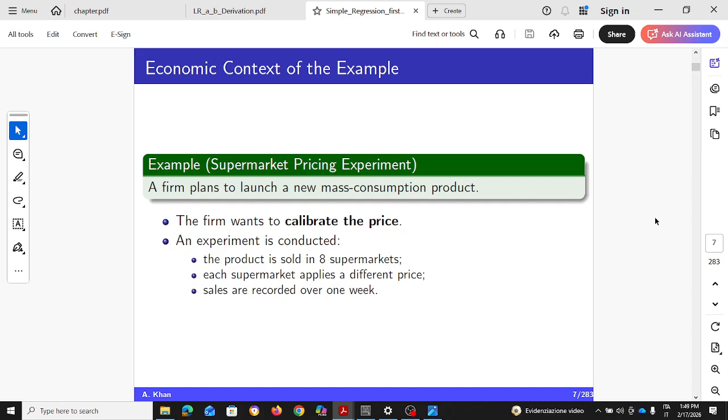So they conducted an experiment and they decided, let's say, to sell the product in 8 different supermarkets. Each supermarket is in a different province. Okay, so there is no correlation between the supermarkets. One is in Modena, one is in Milan, one is in Bologna. And each supermarket has a different price. Supermarkets are in different places. Supermarkets have different prices. And sales are recorded per week, for each supermarket.